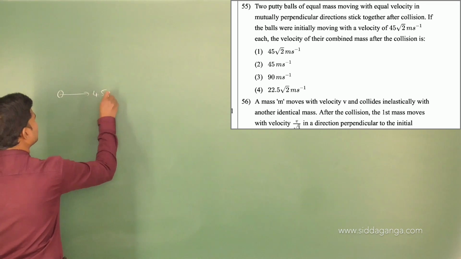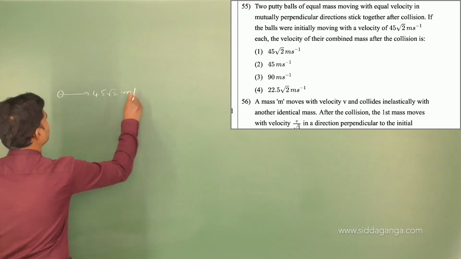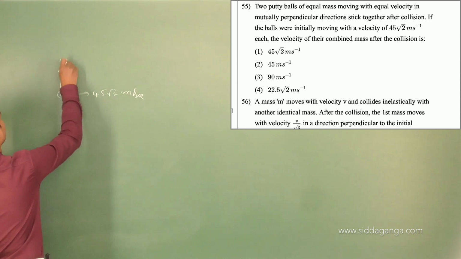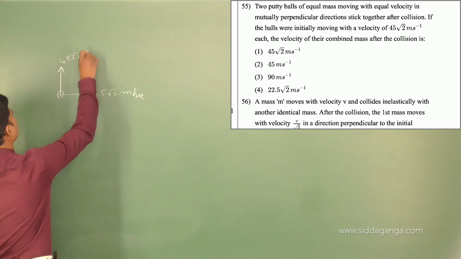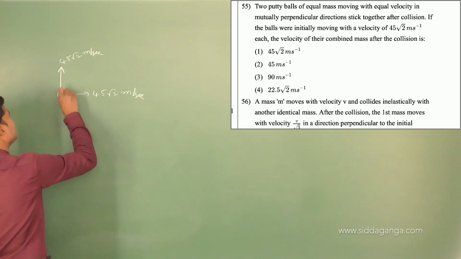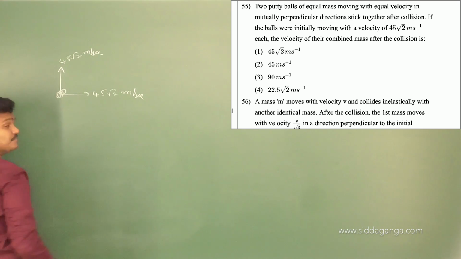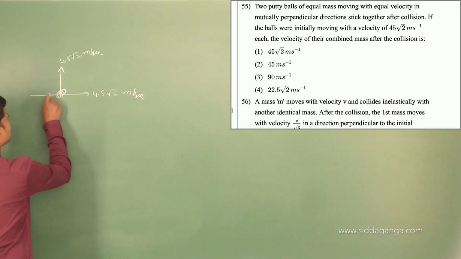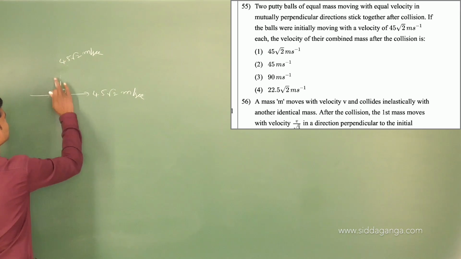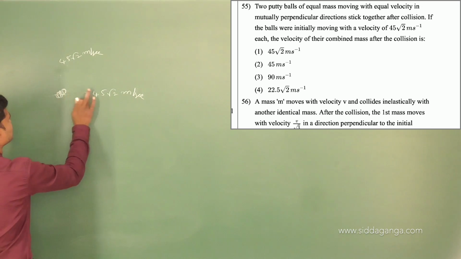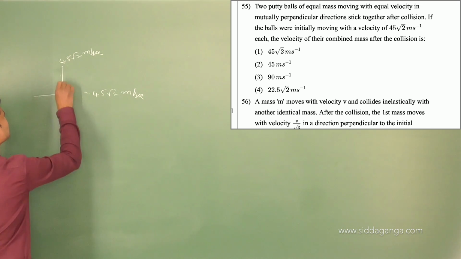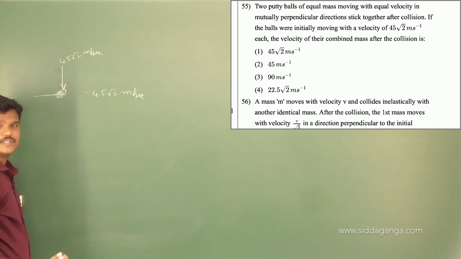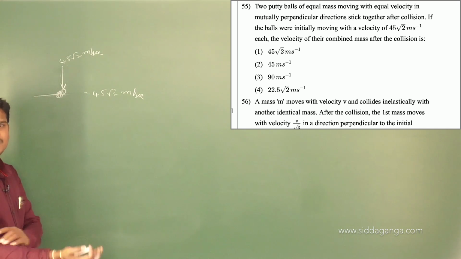See, this one is moving with 45√2 meter per second, and one more is moving perpendicular to it, with what speed? 45 root 2 meter per second, and they are combined here. Okay, they are combined, so the two are coming like this. After the combination, that mass will have some speed. Let us see what the speed is.